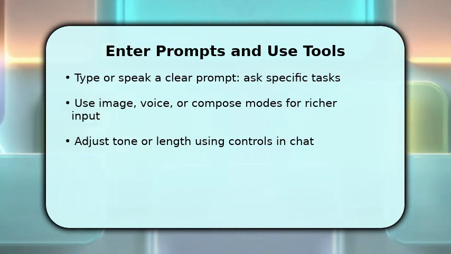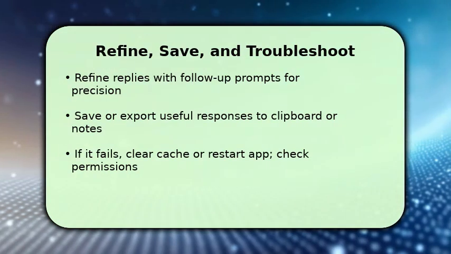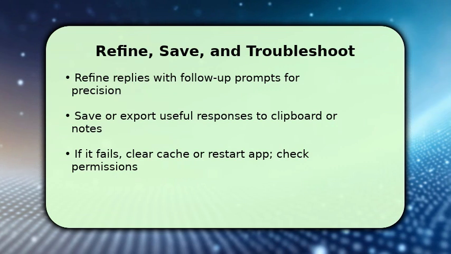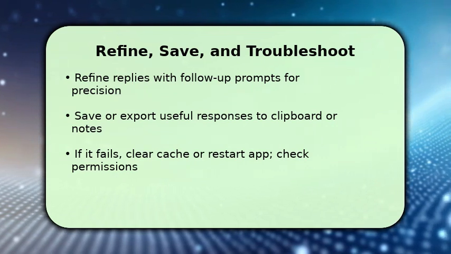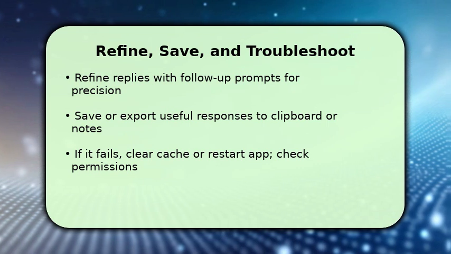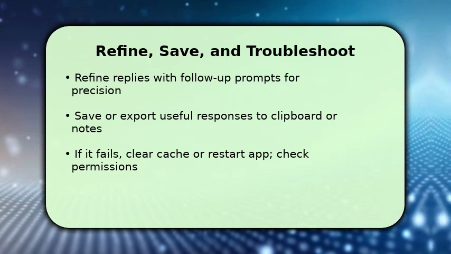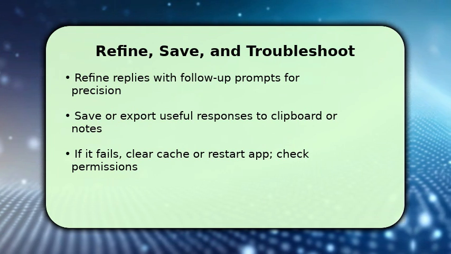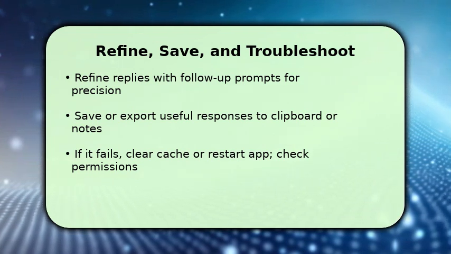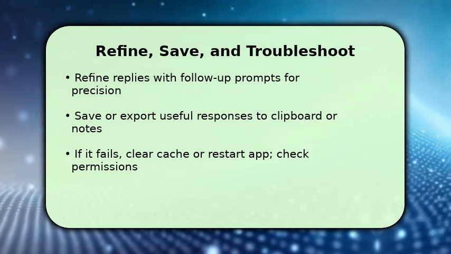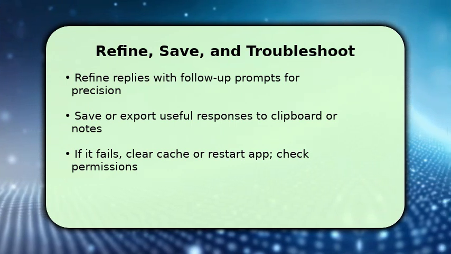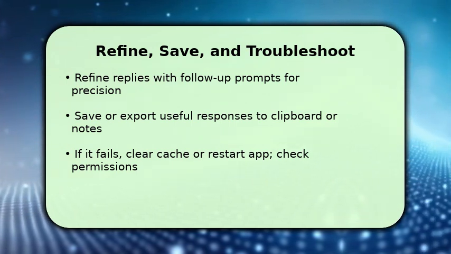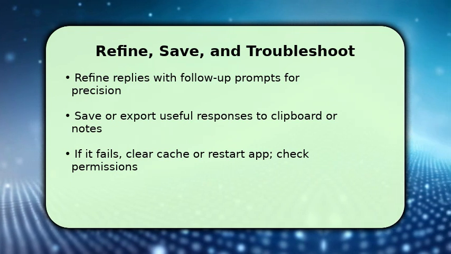You finish by refining responses. Ask clarifying follow-ups, request step-by-step instructions, or have Bing rewrite answers in a different tone. This improves relevance. When satisfied, copy, share, or save the response to keep it for later. If the app behaves oddly or returns errors, try clearing cache, force quitting and reopening, or checking permissions and network connection. These quick fixes resolve most issues.